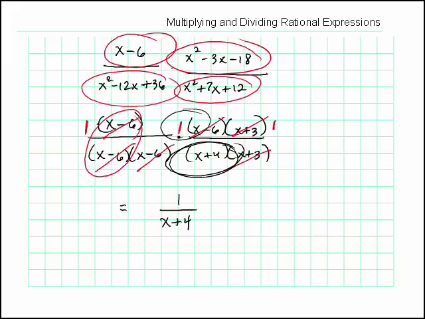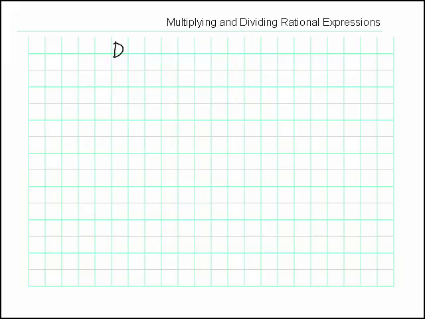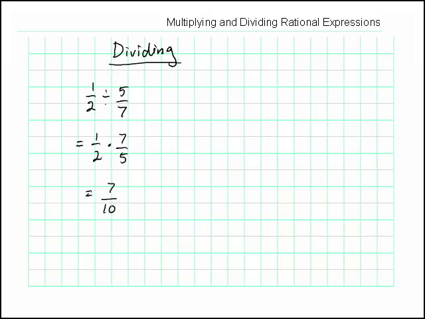Okay, that's how we divide rational expressions. I'm sorry, that's how we multiply rational expressions. Dividing, which is what we're doing now, is basically the same thing. If you had to divide, let's say, 1/2 by 5/7, remember what we do. We flip over the second fraction like that, and it's now a multiplication problem. And then we can multiply them together and, for instance, get 7/10.